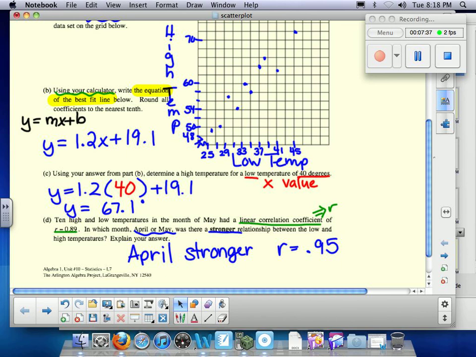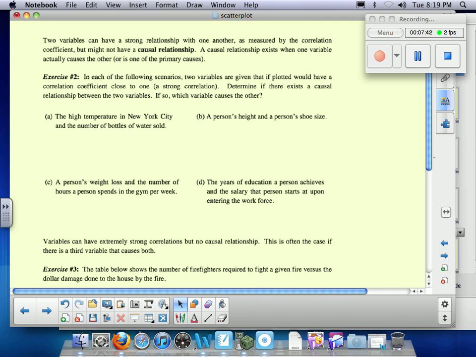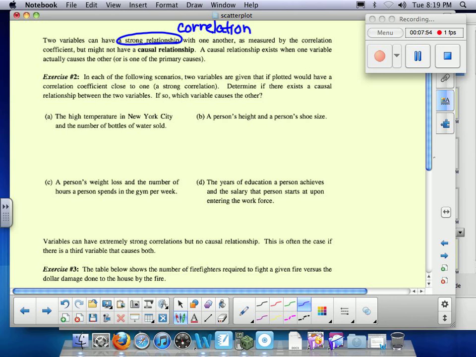To the back of our notes. When we talk about or compare two variables, we can talk about a strong relationship, which is what we saw on the front, the correlation. We can also talk about something called a causal relation. That's not casual, okay? That's causal. In other words, does one variable actually cause the other? So we're going to look at some examples of this on the back.